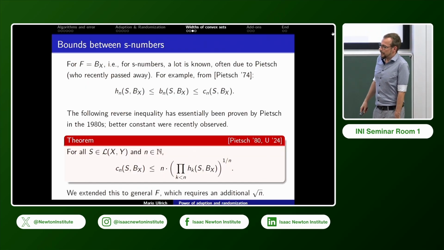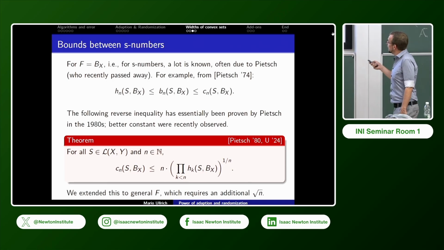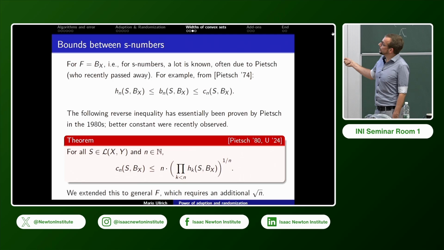And what was the motivation for us, because we found this kind of result, is that if you only consider unit balls, then it is known for a long time due to Pietsch the following theorem. But let me phrase this. So first of all, it is known that these numbers are related. Hilbert numbers are the smallest, Bernstein numbers are in between, and the Gelfand numbers are kind of the largest in the context we are considering them.